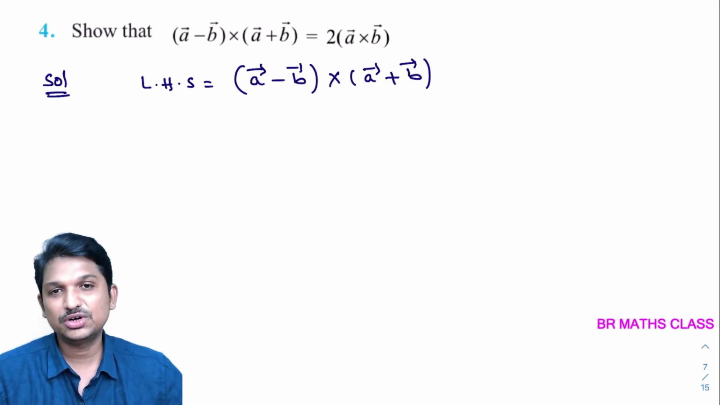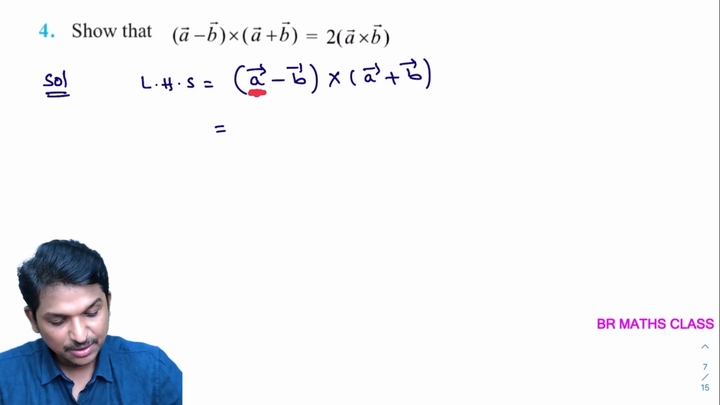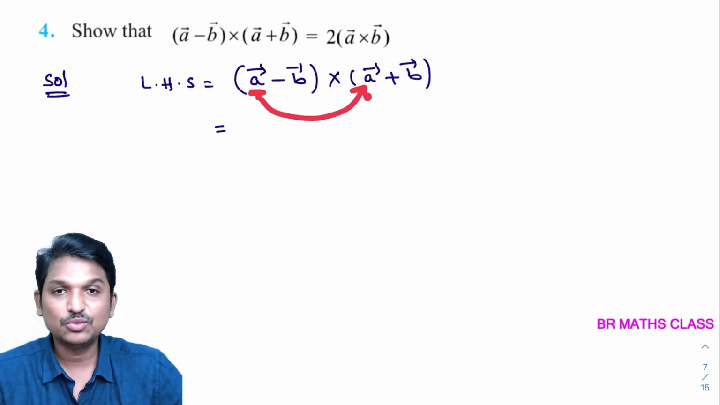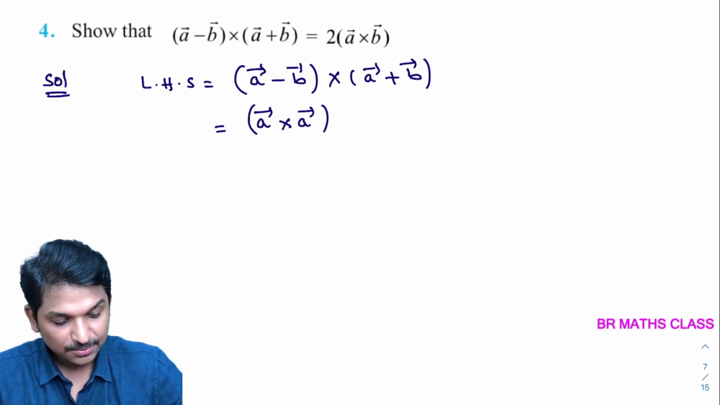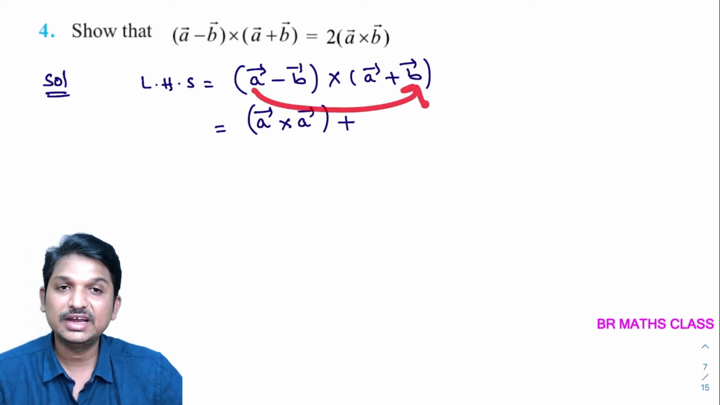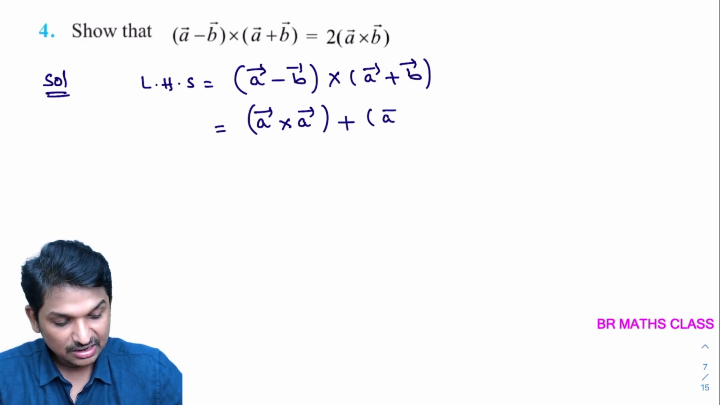We are doing cross product of vectors. First take a bar and do the cross product with this. What you will get? You will get a bar cross a bar, plus take this one and do the cross product with this. What you will get? A bar cross b bar, right? Plus a bar cross b bar.